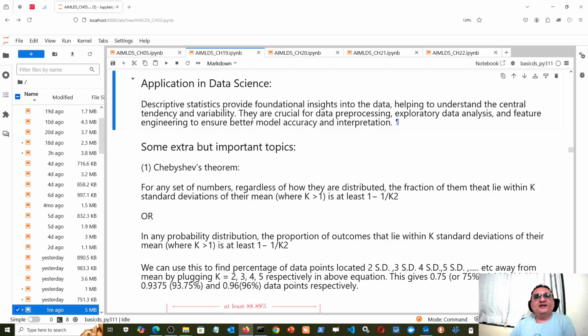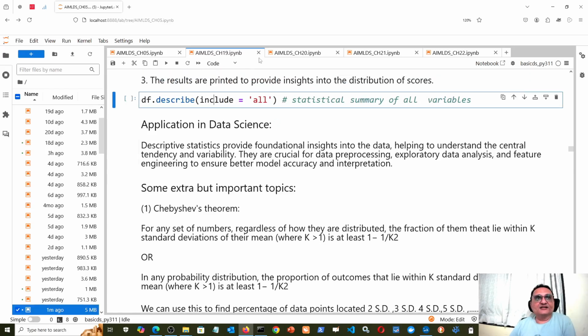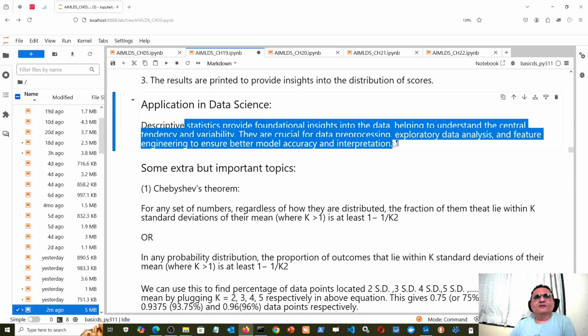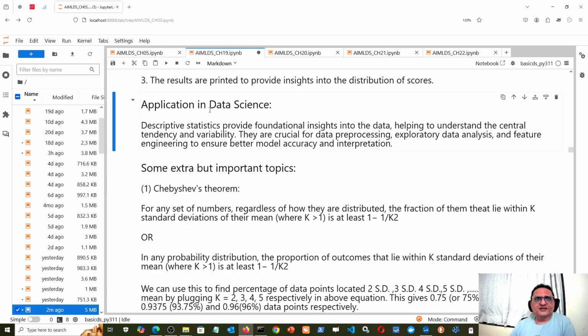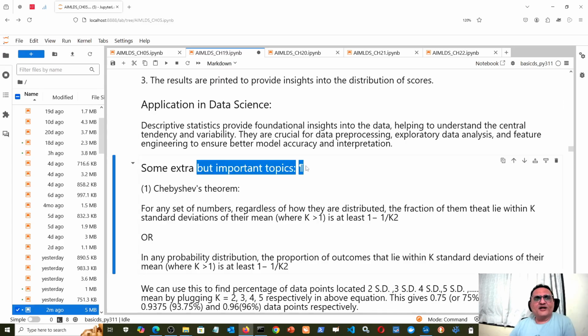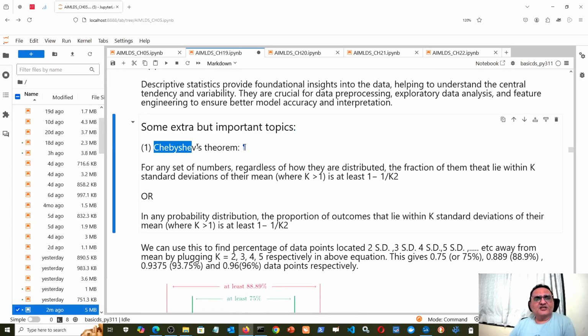Okay. Now we did everything in the previous lecture, that is mean, median, mode, then variance, then mean absolute deviation, then standard deviation, then maybe interquartile distance, and all those things. Now we want to talk about one or two extra topics. They are extra topics, but they are quite important topics. For example, this is one topic, Chebyshev's Theorem.